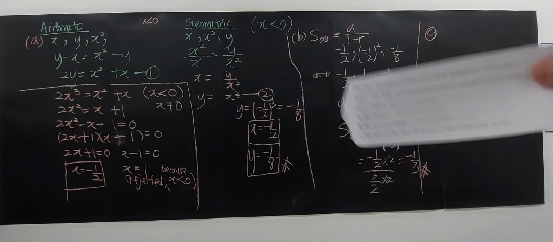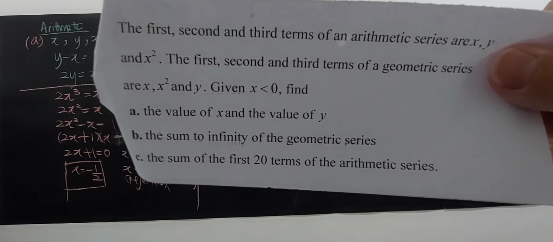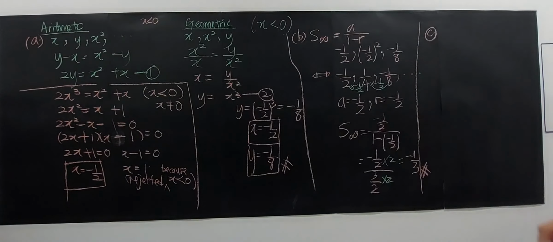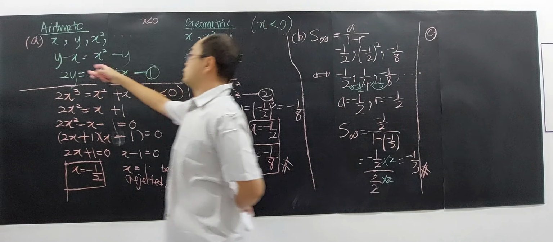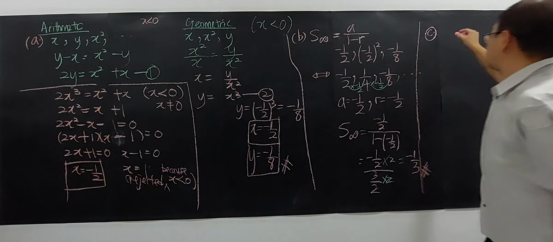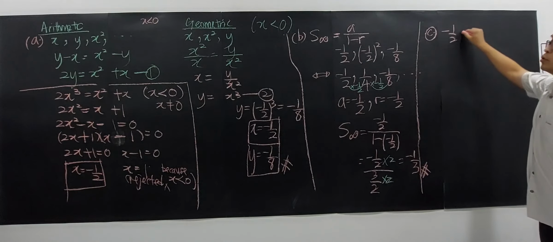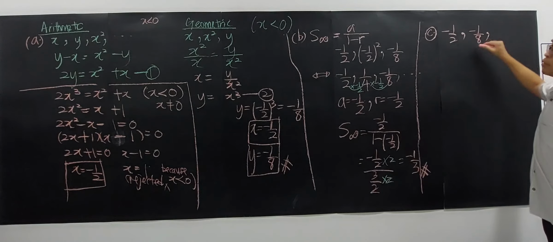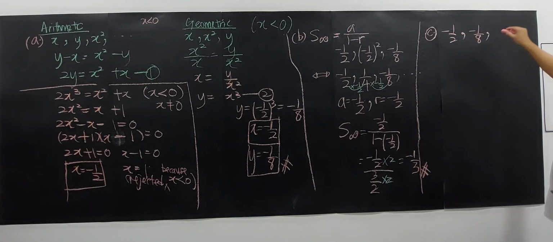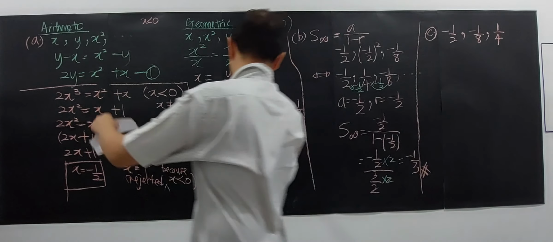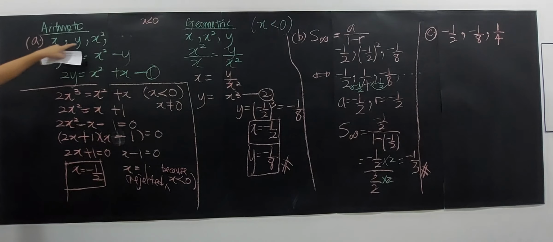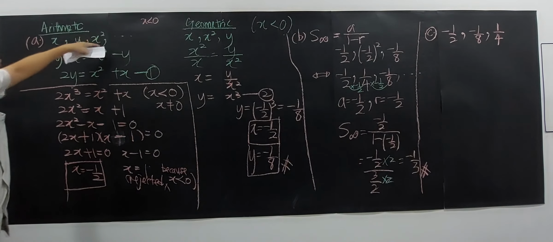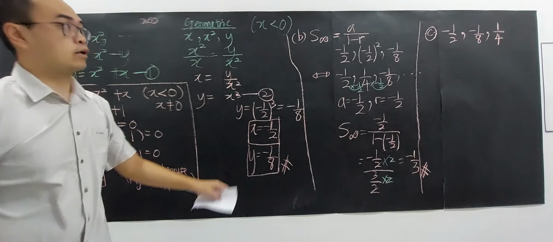Alright, let's look at part C. Find the sum of the first 20 terms of the arithmetic series. Okay. Again, list down the first three terms: x is negative 1 over 2, y will be negative 1 over 8, and x squared will be 1 over 4, right? Negative 1 over 2 squared, getting 1 over 4.